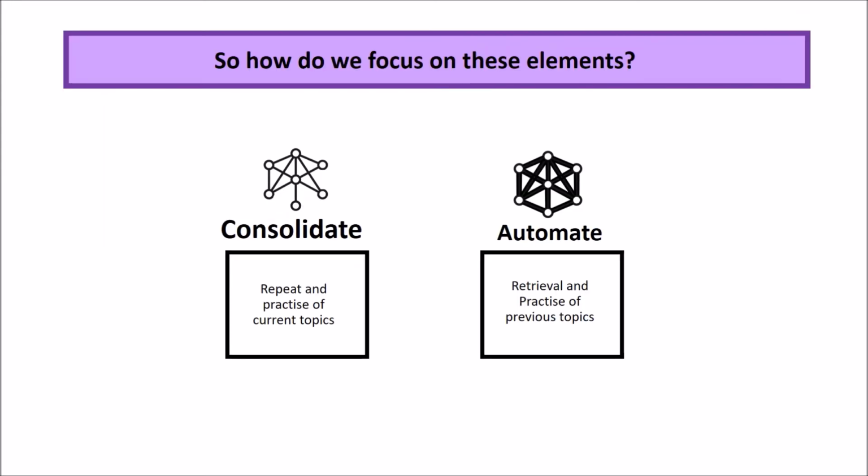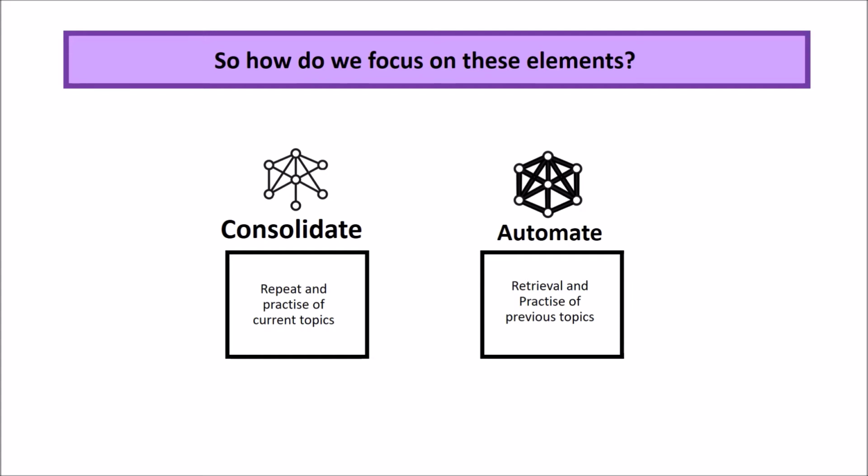In order to consolidate, then, we need to repeat and practice material from the current topics that we are teaching. So we've taught something in the encoding phase, and then we revisit it in order to help make sense of the next piece of the work. That's the consolidation phase. Obviously, the automation phase is retrieval of material from and practice of skills from previous topics.